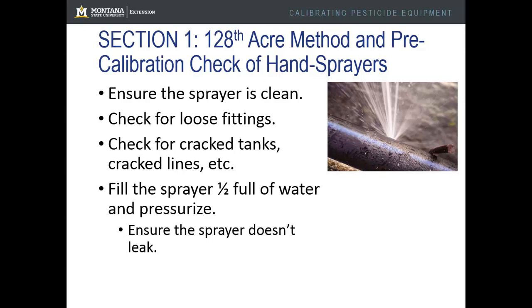In Section 1, we will focus on calibrating hand sprayers using the 128th an acre method, otherwise known as the no-math shortcut method. It is termed the 128th an acre method as there are 128 ounces in a gallon, so that by applying product to a test strip that is 128th an acre, you can easily convert ounces directly to gallons per acre without any algebra or conversions.